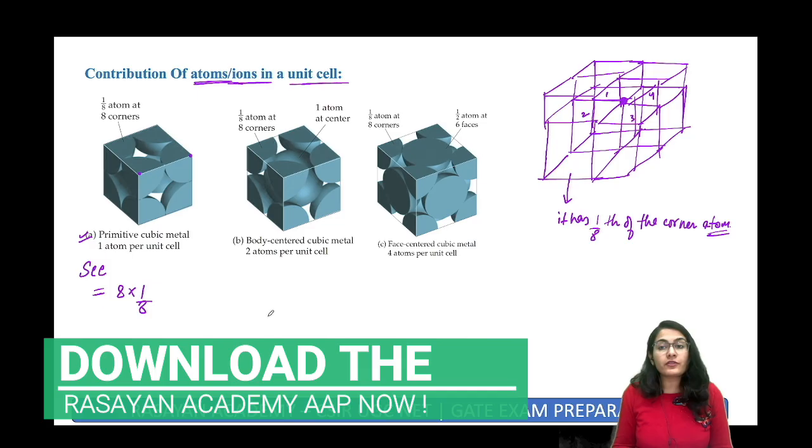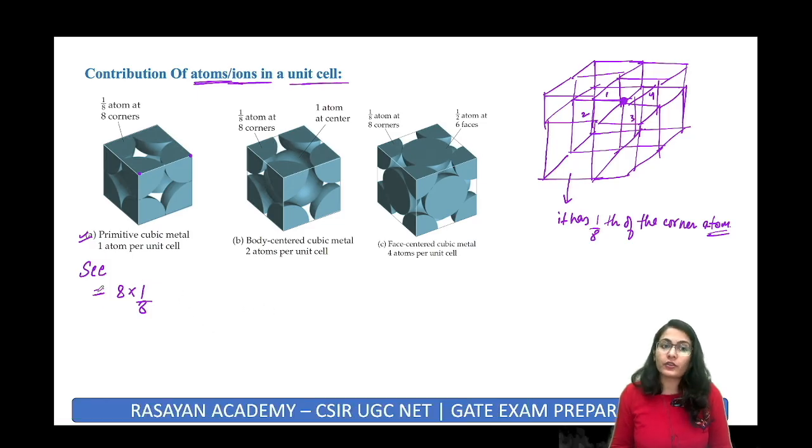So how many corners do you have? You have 8 corners. So 8 into 1/8 is going to give you the actual number of atoms present in that particular unit cell. So you have only one atom per unit cell, one atom per unit cell in a primitive or a simple cubic lattice. Okay? Again, we move onwards and we talk about body center.